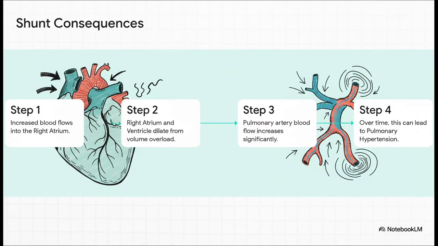And this shunt sets off a whole chain reaction. Let's walk through it. First, all this extra blood pours into the right atrium, while the right atrium and the right ventricle are just getting flooded. We call this volume overload. So what do they do? They stretch out, they dilate. Then all that extra volume has to go somewhere, so the right ventricle pumps it all into the pulmonary artery. Imagine doing that for years, even decades. Eventually, the blood vessels in the lungs get tired of all that extra flow. They start to stiffen up and remodel, and that leads to pulmonary hypertension, basically high blood pressure inside the lungs.